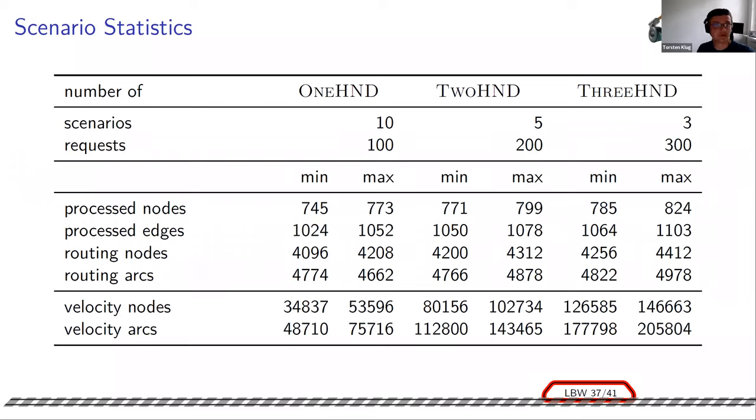And here are some statistics of these scenarios. You have the scenario number, then the number of requests, and then the min and max for the process graph nodes, then for the routing graph. They are rather stable because they only differ in some stopping nodes. So maybe if you have more requests, then you have more stopping nodes that cannot be aggregated. If no train stops at a node, then in the process graph it will be aggregated and it's not a node. That's why with fewer requests, we have fewer nodes. And of course, the velocity graph increases with the number of requests. That's what you would expect.